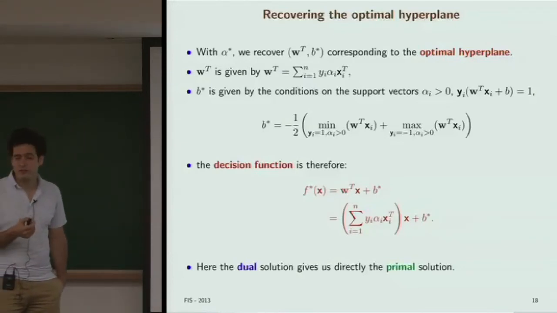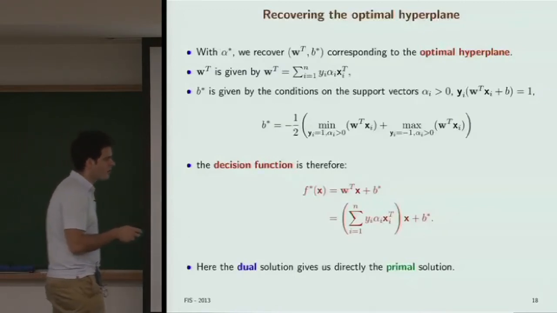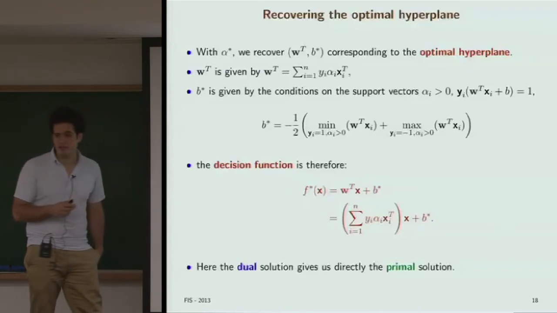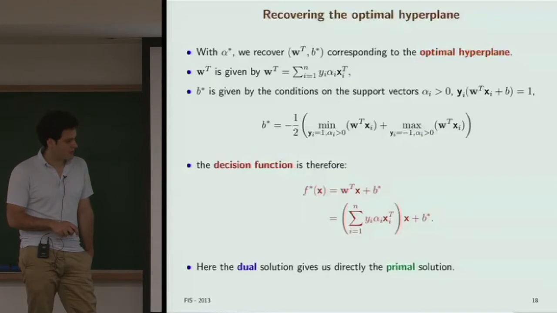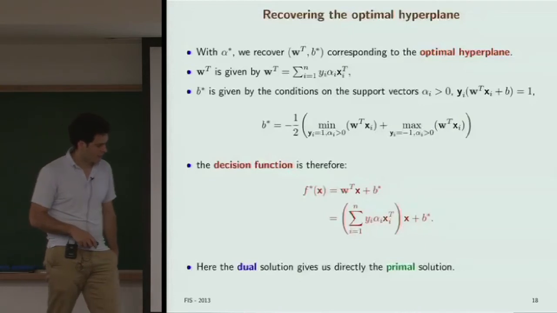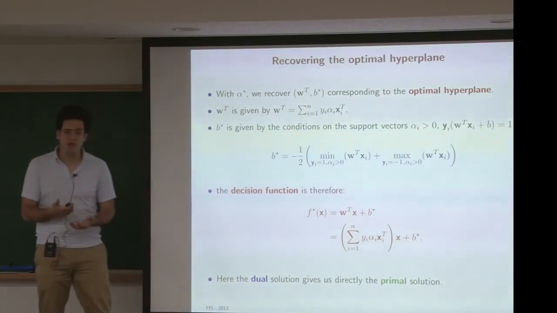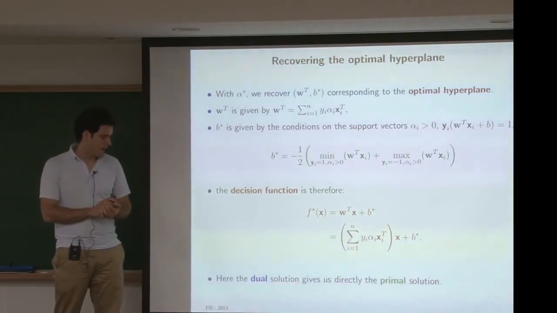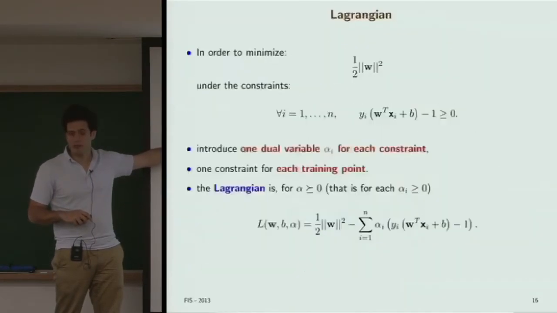B is also given by the solution alpha star. It's slightly more complicated to recover the constant, but it's very easy as well. So what you get in the end is that the SVM we were looking for, this W and B, is basically the term sum for i equals 1 to n of y_i alpha_i x_i, x, plus b star. I should put a star here to indicate that this is the optimal alpha. So by solving the dual problem, we can solve the primal problem.